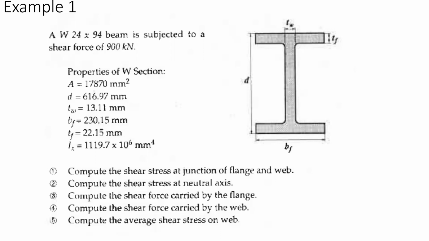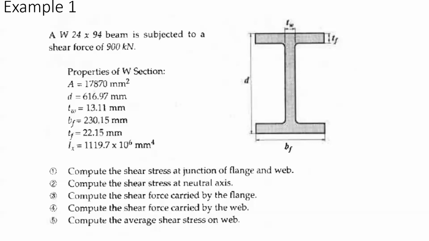So number 1, we compute for the shear stress at the junction of flange and web. Number 2, compute for the shear stress at the neutral axis. And number 3, compute the shear force carried by the flange. Number 4, compute the shear force carried by the web. And number 5, compute the average shear of the web.